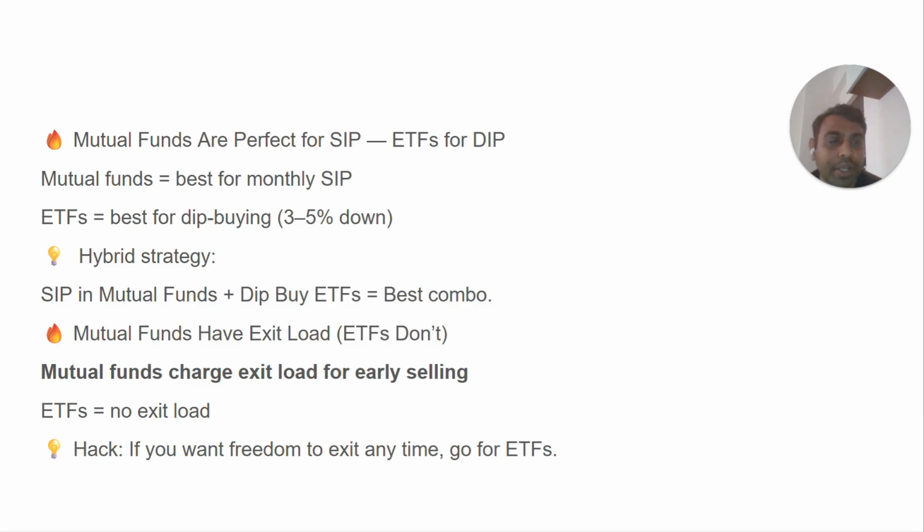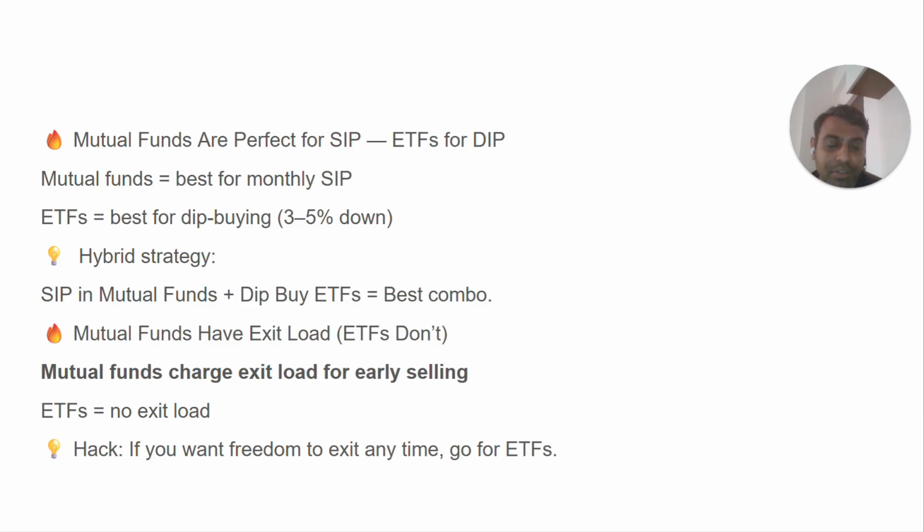So mutual fund is perfect for SIP, for people who don't want to do anything in the market; they can do the mutual fund SIP. But some people want to manage their portfolio on their own, they can invest in ETF. ETF is best for dip buying, 3 to 5% down. So you can also do a hybrid strategy. You can do some SIP in mutual fund, and you can try to buy ETF on a buy-on-dip strategy.